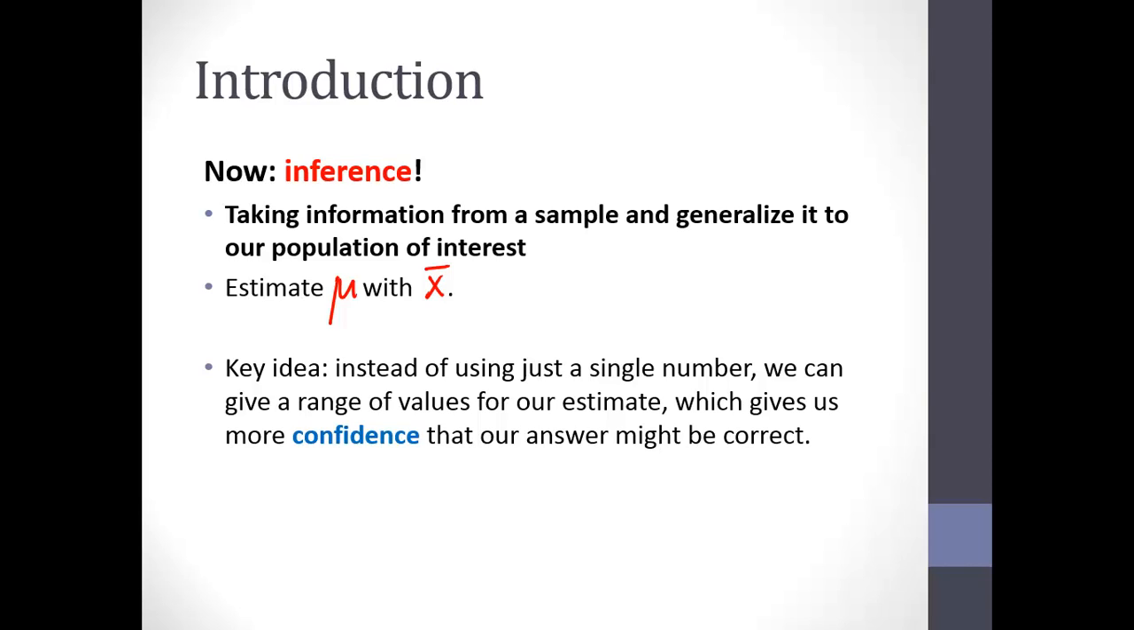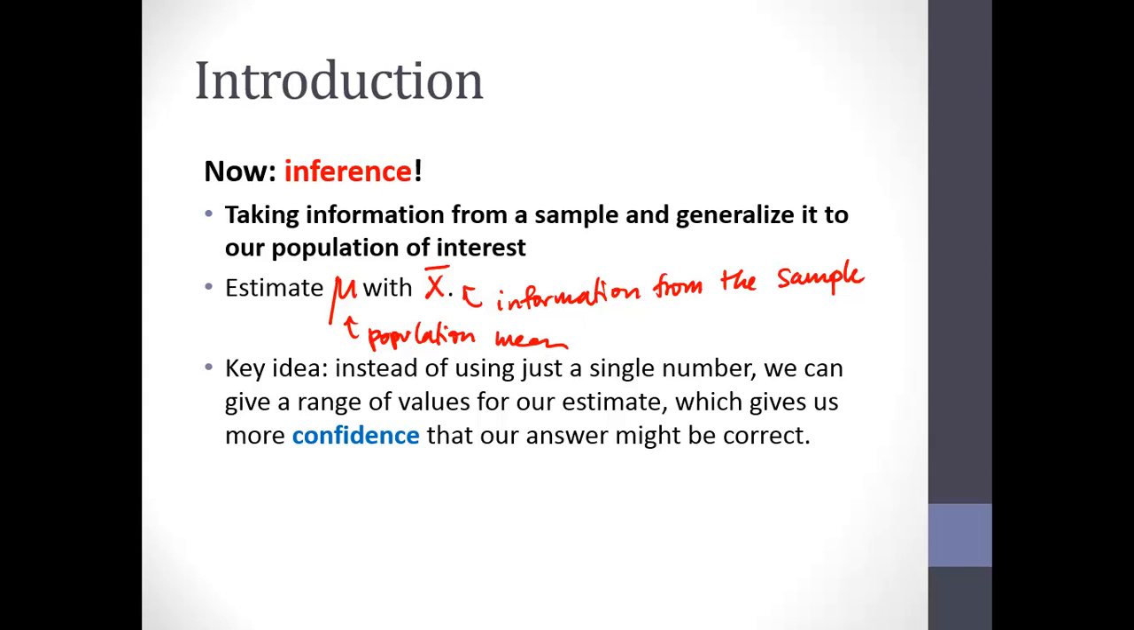So again, we're going to estimate mu, something about our population, and estimate it with x bar, which is the information from our sample. So we're going to take information from our sample x bar, and we're going to use that to estimate mu, which is our population mean.